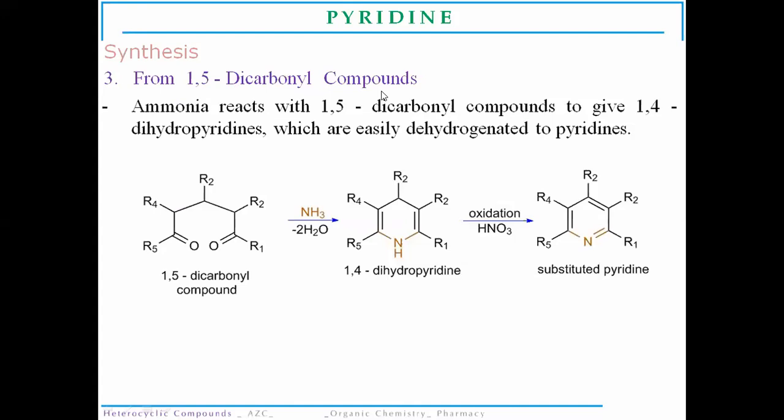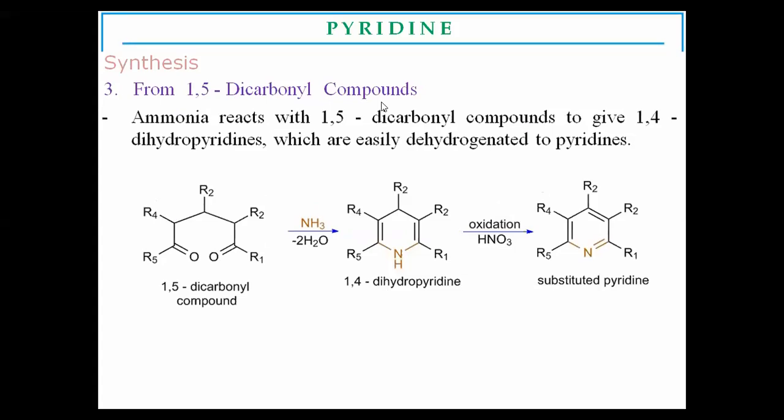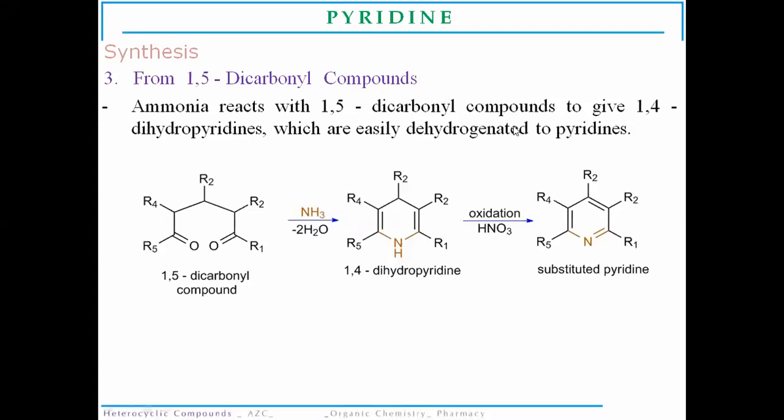So there is a reaction between the 1,5-dicarbonyl compounds with hydroxylamine, that is ammonia and water. They are going to form a hydroxylamine, and this hydroxylamine will condense these two carbonyl derivatives together to synthesize 1,4-dihydropyridine. And upon oxidation, we are going to synthesize the substituted pyridine.